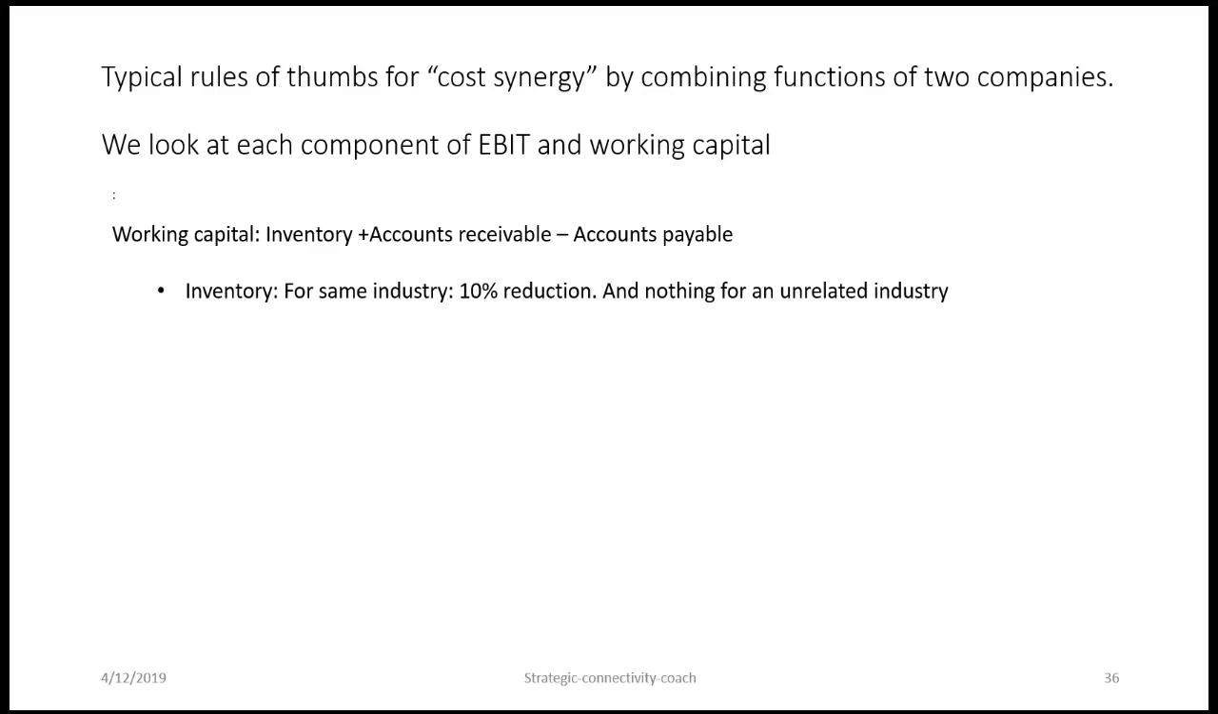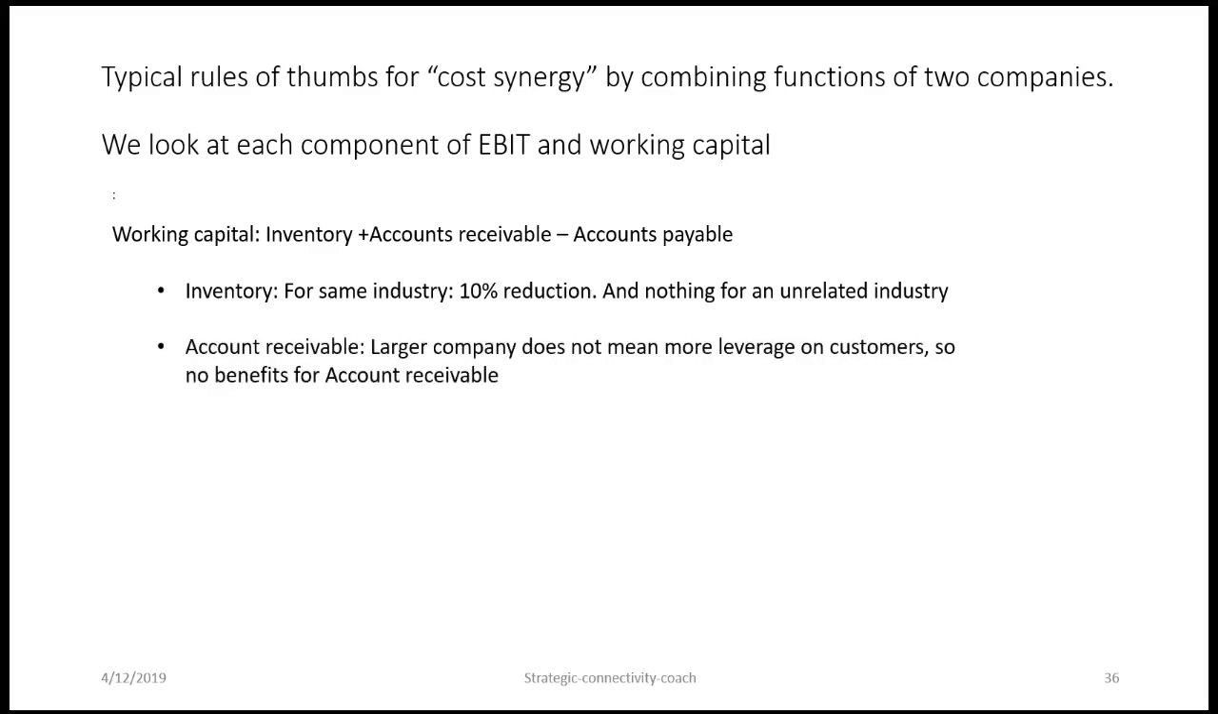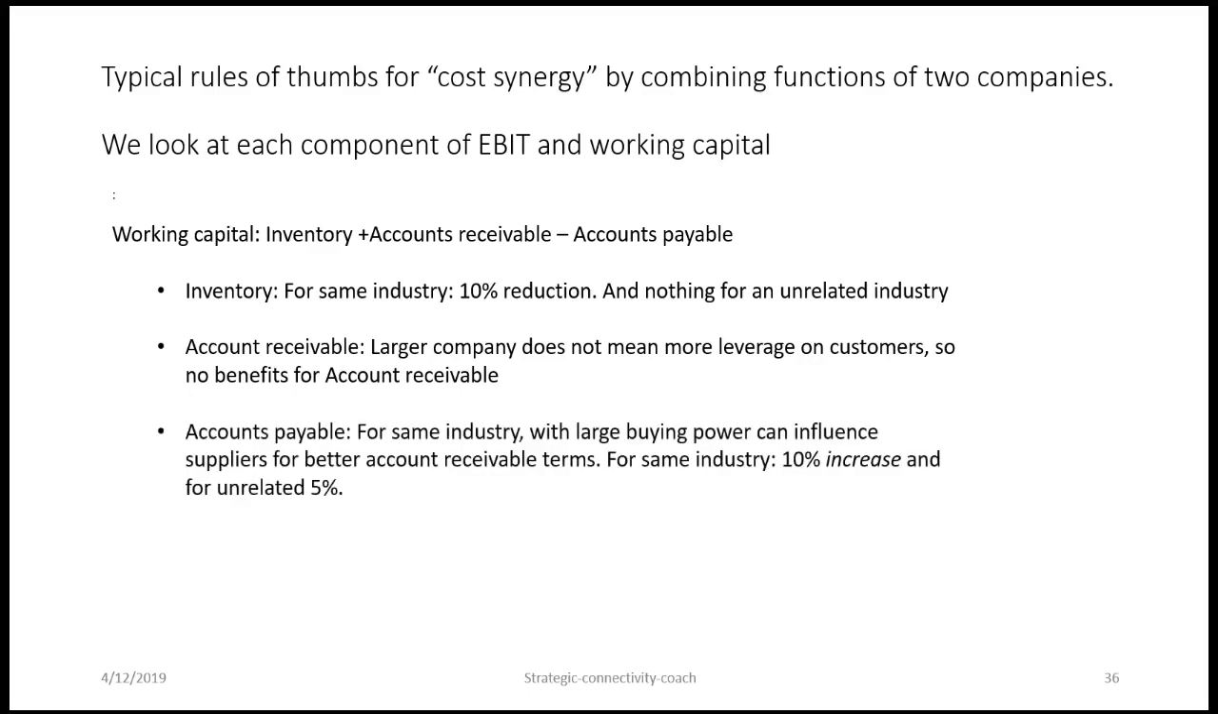So it really is hard to make an assumption that combining two companies in different industries will give you inventory reduction. So you can typically assume very little to none. Accounts receivable: just because you combined the companies and made it larger doesn't mean your customer is going to agree to pay you any faster. So typically there are no benefits for accounts receivable.